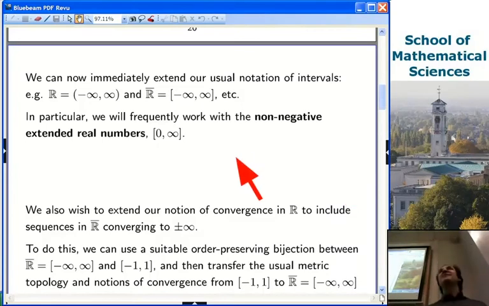Okay? Any questions about the extended real line or what we've said so far?